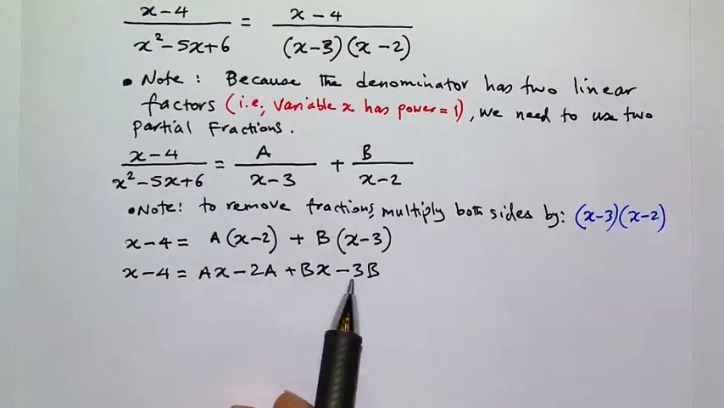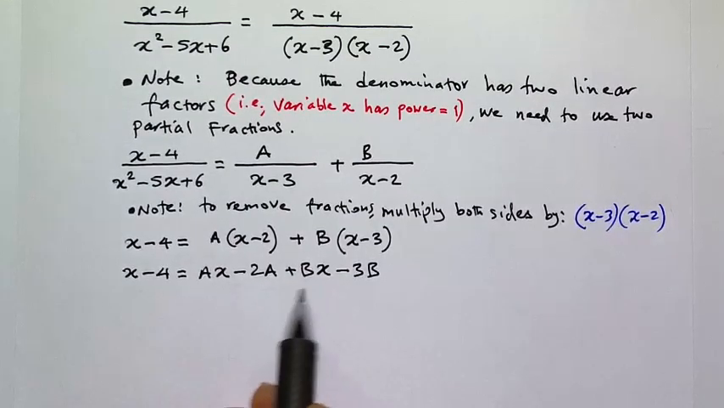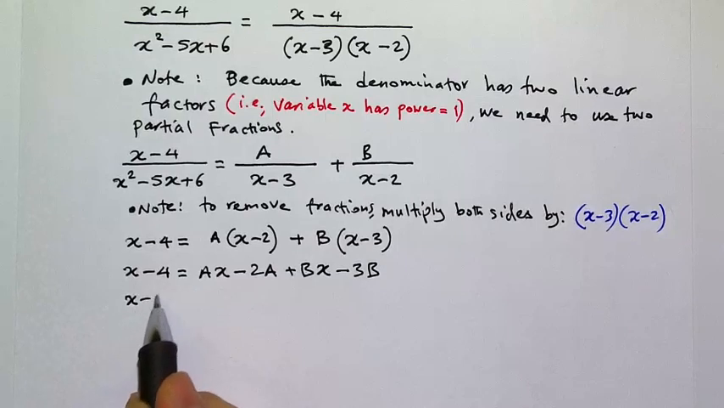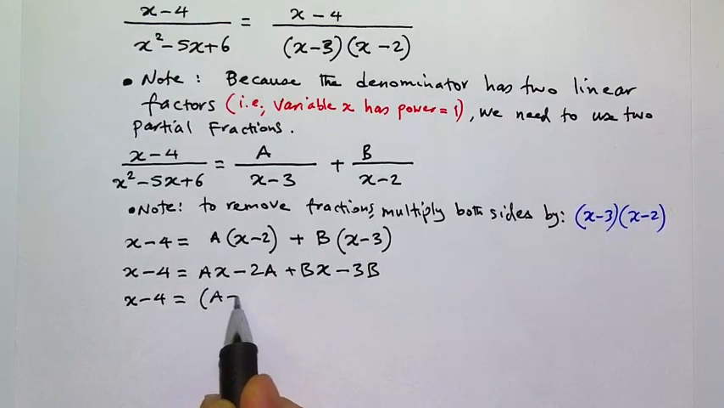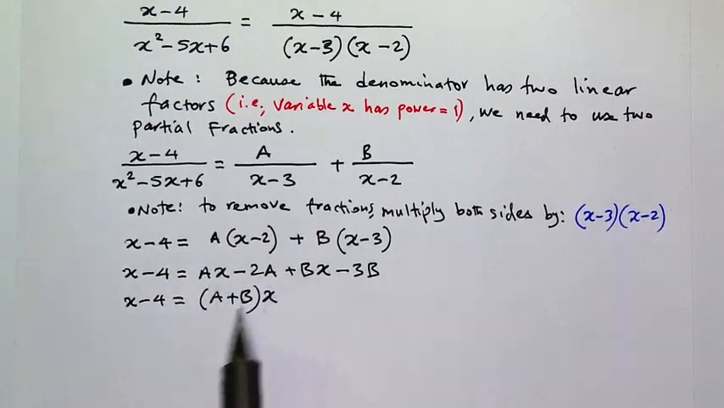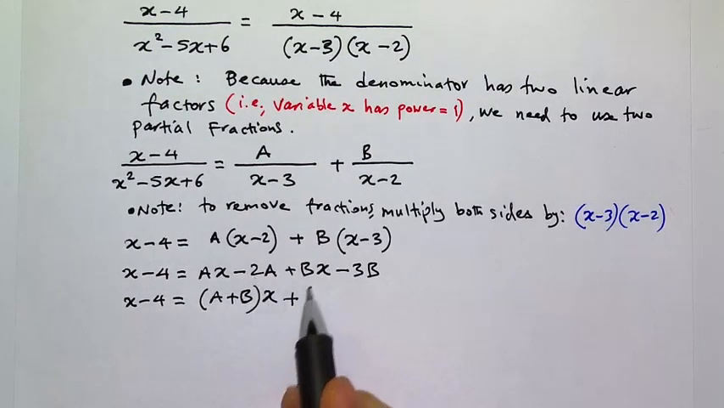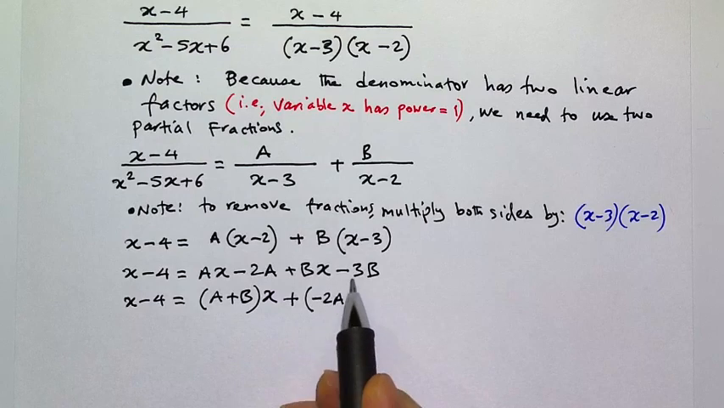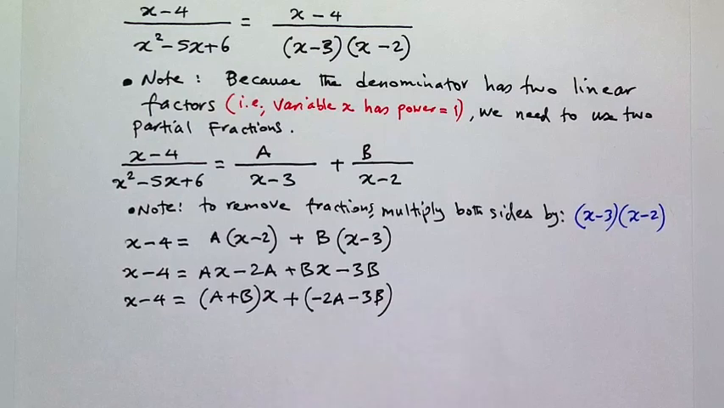Okay. Now, let's combine all the x terms on the right. So we have x minus 4 equals a plus b times x, right? I'm just combining these two and factoring x out. A plus b times x plus minus 2a minus 3b. Those are constants, right? And a and b are what we're trying to figure out.